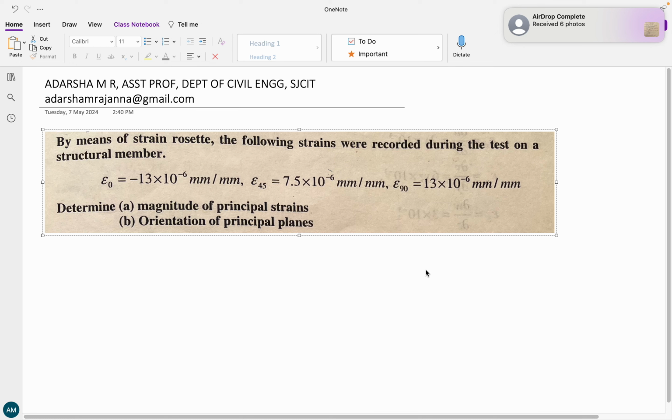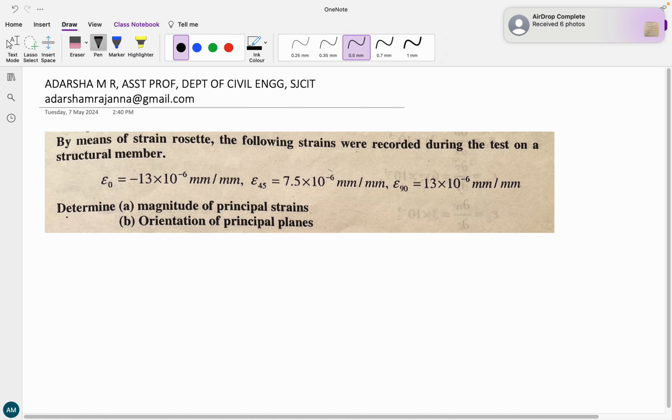Good afternoon, everyone. Let us start solving problems on strain. The first question is, by means of a strain rosette, the following strains have been recorded. So we have the strain rosette values: epsilon 0, that is epsilon at 0 degree, epsilon 45 degree, and epsilon 90 degree. They have given us the values of all the three strain gauges that have been used. We need to find the magnitude of principal strains and the orientation, that is the angle of these planes.